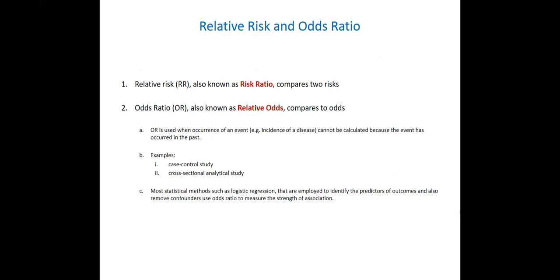Now, relative risk. When we say relative risk, it's the same thing as risk ratio. It's very simple. Relative risk gives the impression that you are comparing two risks, one risk relative to the other. So you calculate two risks and you compare them. How do you compare the two risks? You divide one by the other. That is where the ratio comes in. A ratio is whatever you get when you divide two quantities of the same unit. I will actually give you an example.